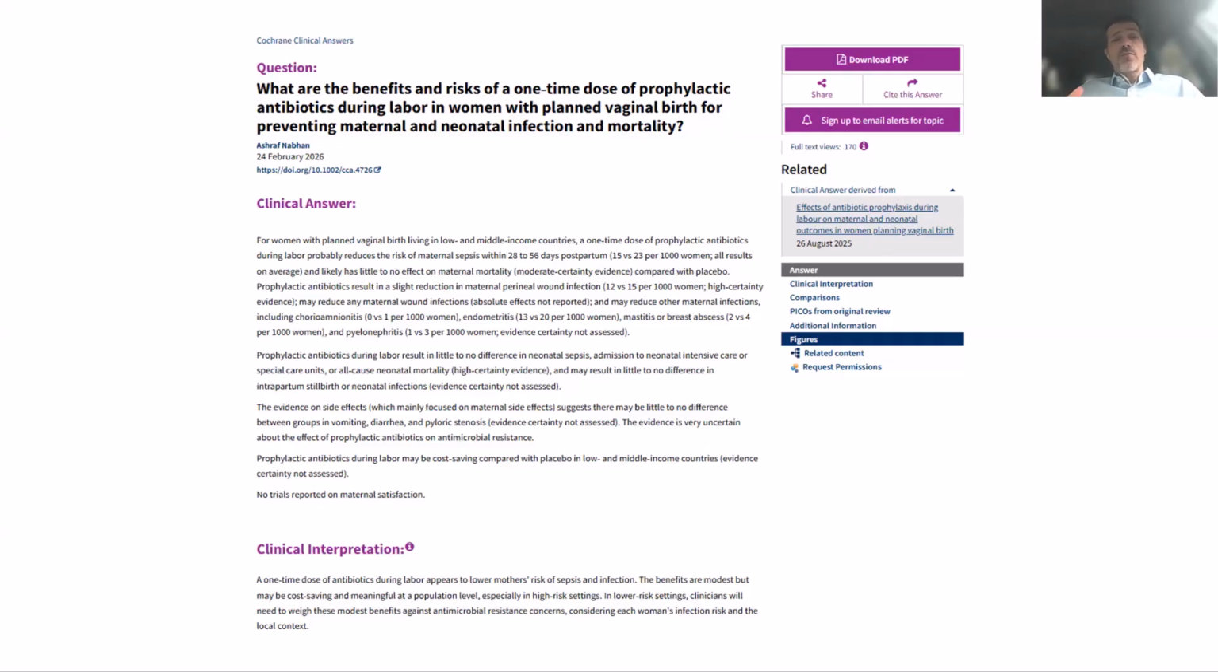And then the outcomes that are looked at. So remember, every question has that PICO format. The outcomes that are looked at are maternal and neonatal infection and mortality. So we're really looking at patient-oriented outcomes. If someone gets an infection, do we care about that as a patient? Yes, of course we do. If someone dies, we care about that. Yes, and their family cares about it too. So those are important patient-oriented outcomes.